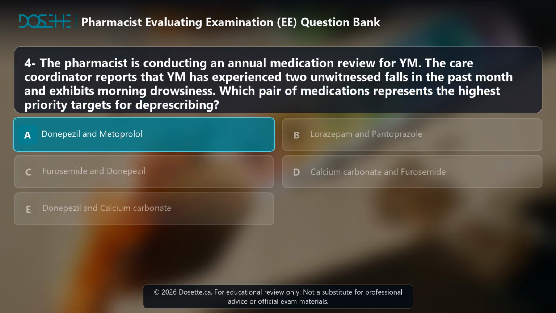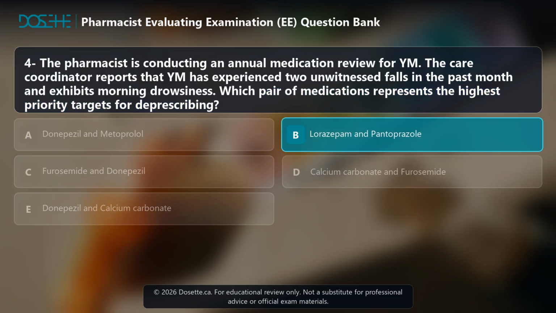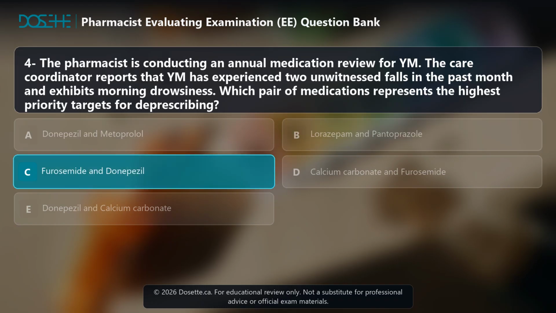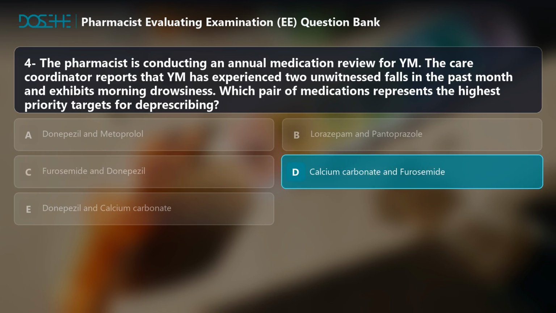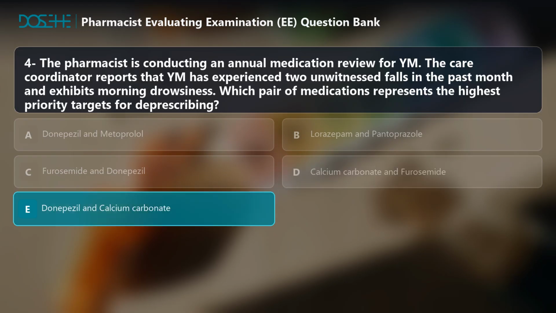Option A, donepezil and metoprolol. Option B, lorazepam and pantoprazole. Option C, furosemide and donepezil. Option D, calcium carbonate and furosemide. Option E, donepezil and calcium carbonate.